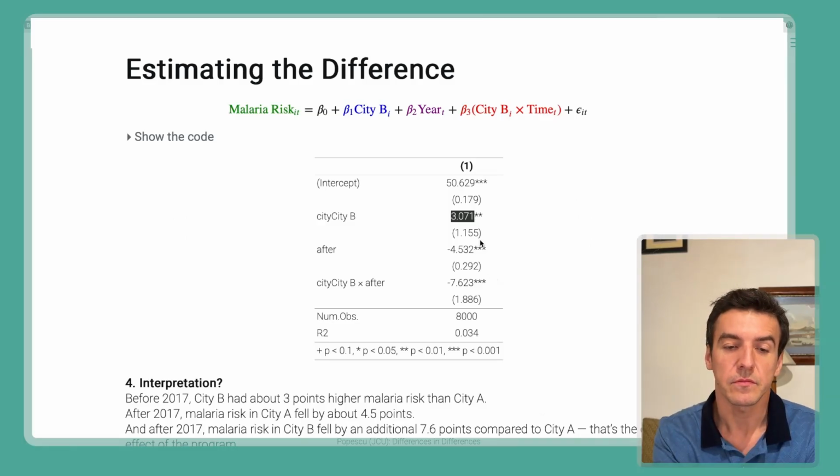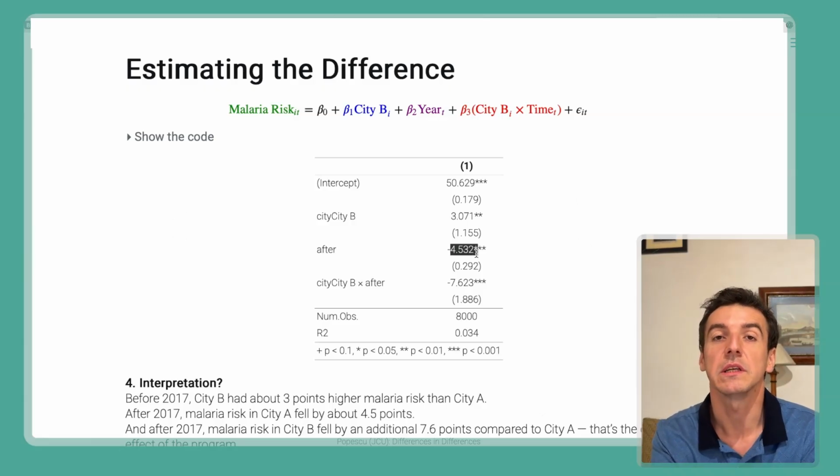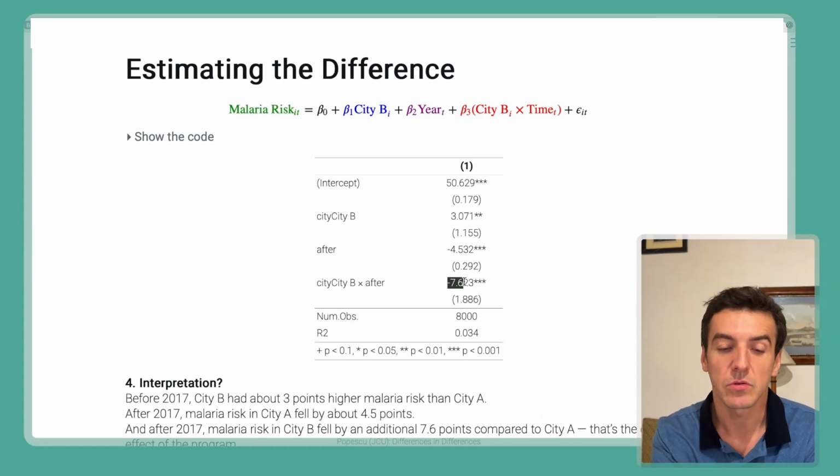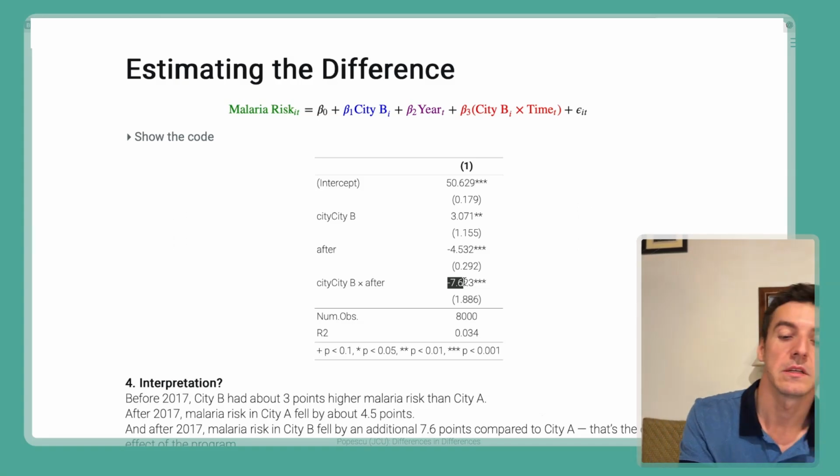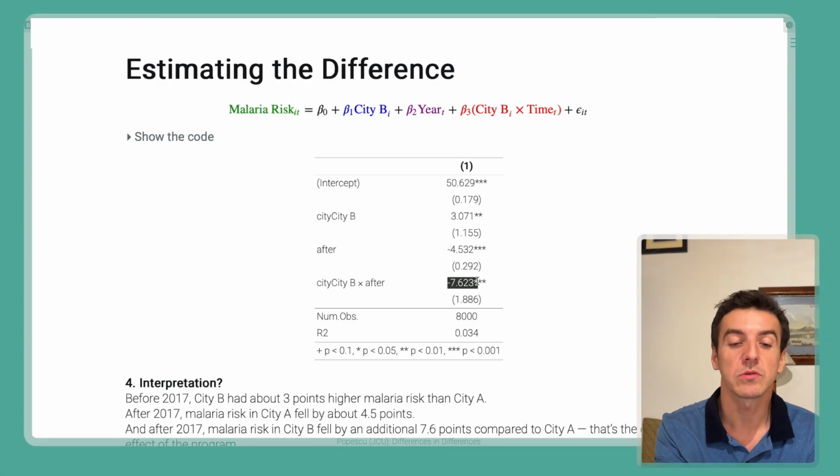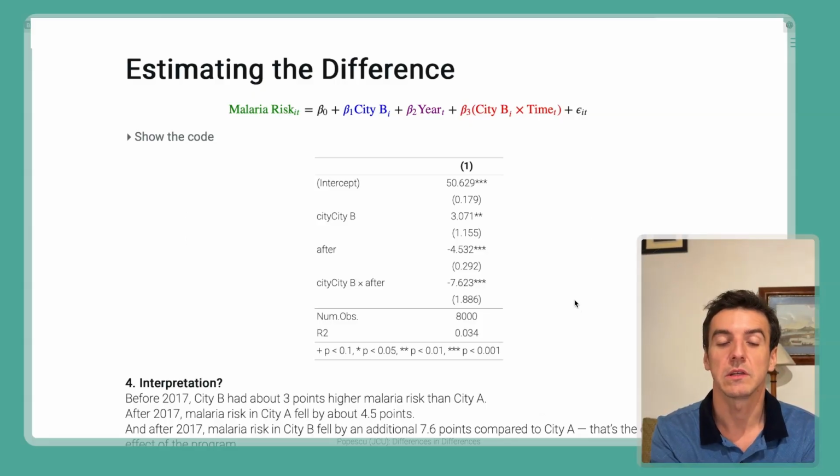After 2017, right? So remember, 2017 is the year when the program gets initiated. Malaria risk in city A fell by about 4.5 points, as indicated here. And after 2017, malaria risk in city B fell by an additional 7.6 points compared to city A. So this is really the causal effect of this mosquito net program initiated by the World Bank.